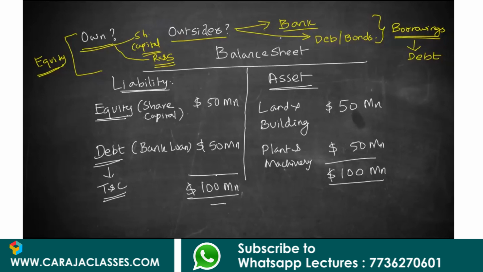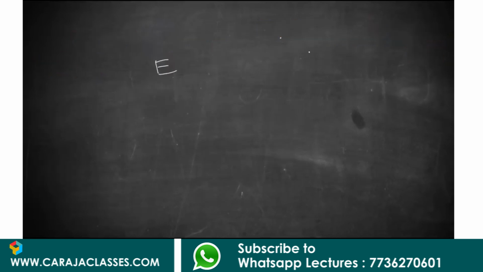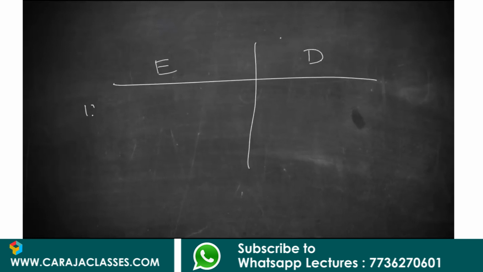So now I believe that I have explained you what is debt and what is equity. Equity is something which belongs to the owners, and debt is something which is borrowed from outsiders. So what is the difference between the debt and equity? See, for equity, the return which you pay will be dividend, whereas for the debt, the return which you pay will be interest.